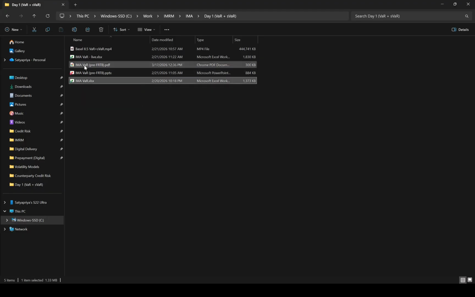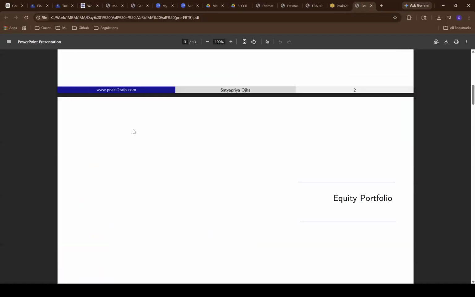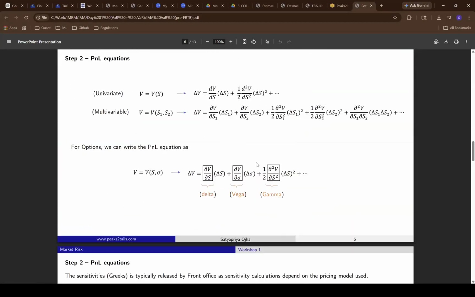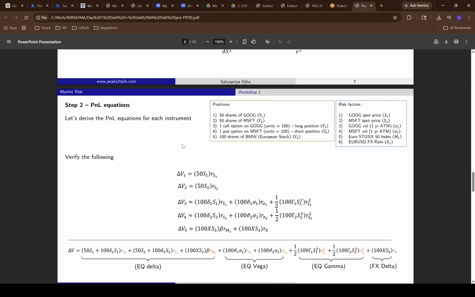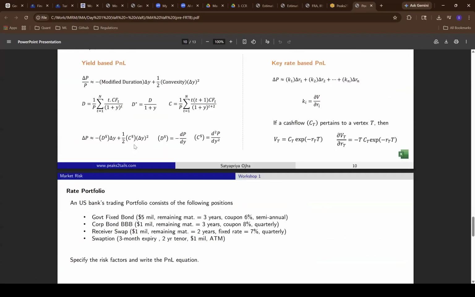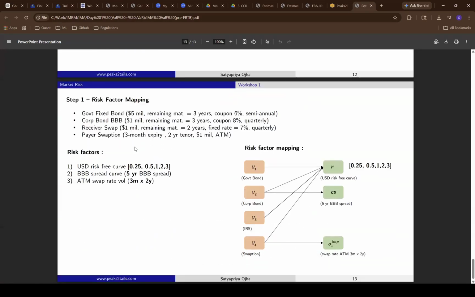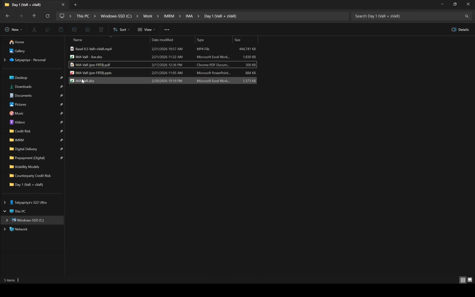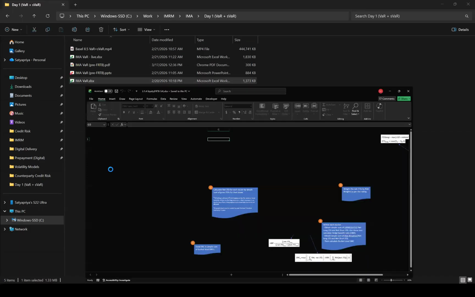You'll get notes like this. This is the kind of note that you'll get. This is the risk factor mapping, sensitivity calculation, aggregation. This is the note that I was talking about. And in terms of modeling, I'll show you how we do it.